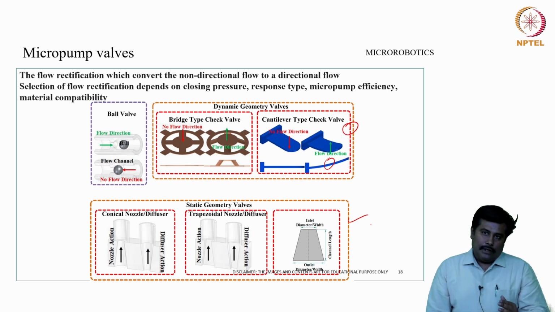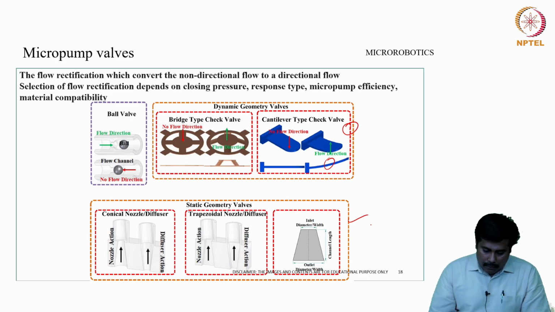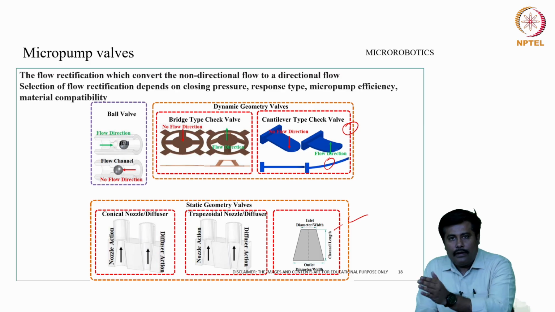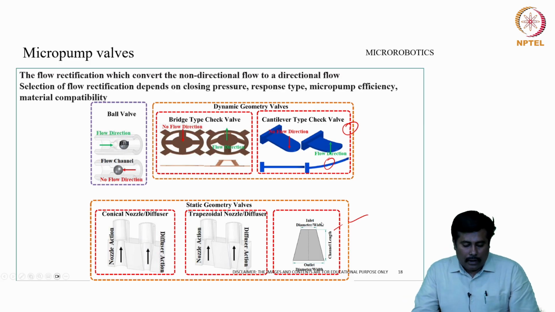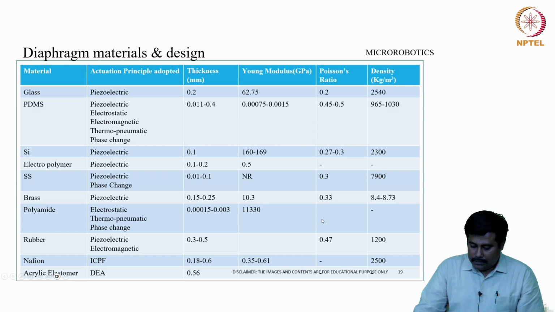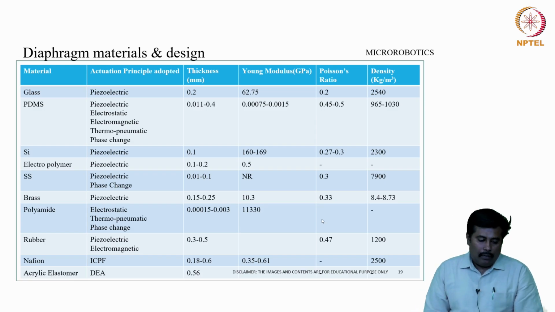Similarly, there is a kind of trapezoidal nozzle diffuser. As far as this trapezoidal nozzle diffuser is concerned, based on the overall geometry we can have a different flow control or a different diffusion control. So, let me take you around the different diaphragm materials and their overall properties.